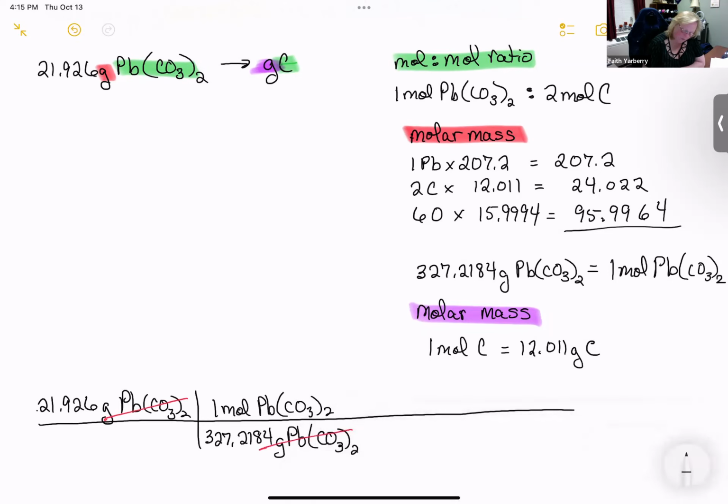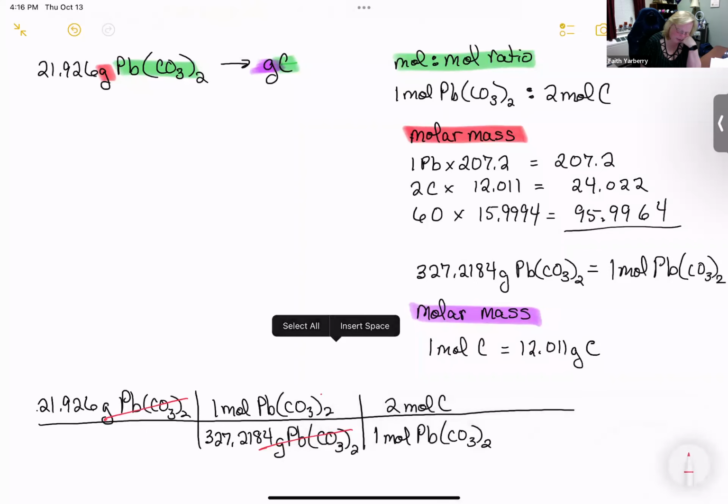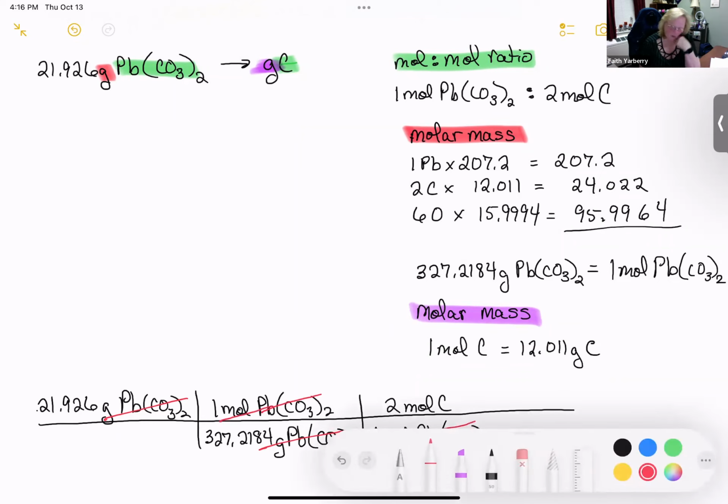My next conversion factor is going to have the moles of lead 4 carbonate. Once you use a conversion factor, you can't use it again, so I'm not using the molar mass again. That means I have to use the mole to mole ratio. So 1 mole of Pb(CO3)2 is 2 moles of carbon. The Pb(CO3)2 was placed in the denominator so that the substance and unit would cancel out, leaving moles of carbon.